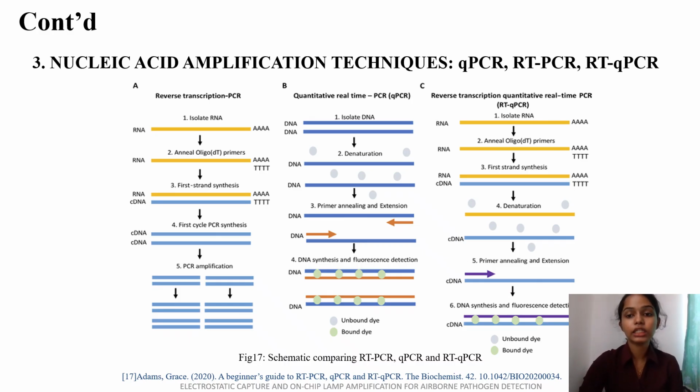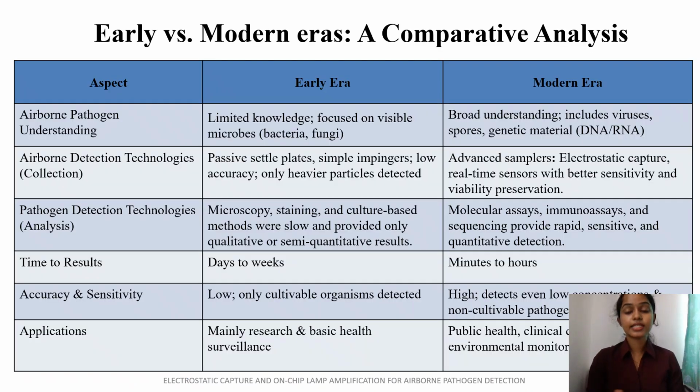Next one is RT-qPCR. It is a combination of RNA and quantitative real-time PCR, so that it isolates the RNA first, converts RNA to cDNA, and amplifies the cDNA with fluorescence detection, detects RNA viruses, and tells how much viral RNA is present. Next is a comparative analysis between the early era and modern era.